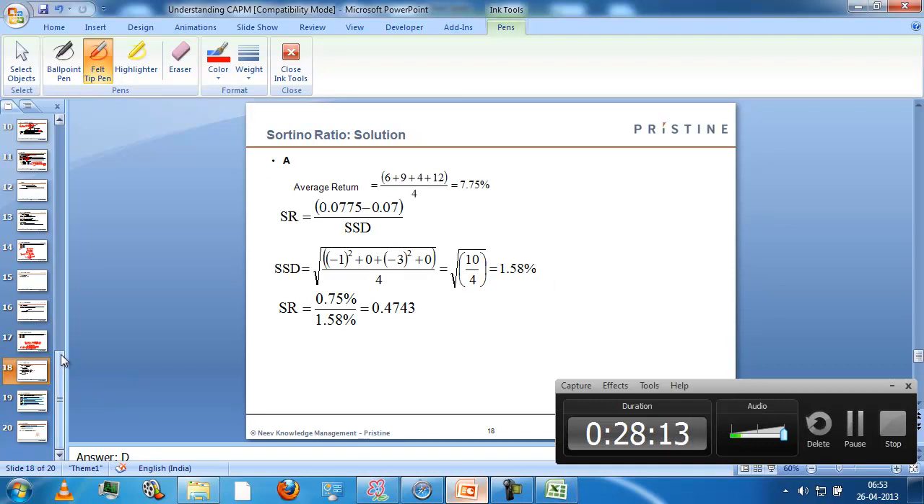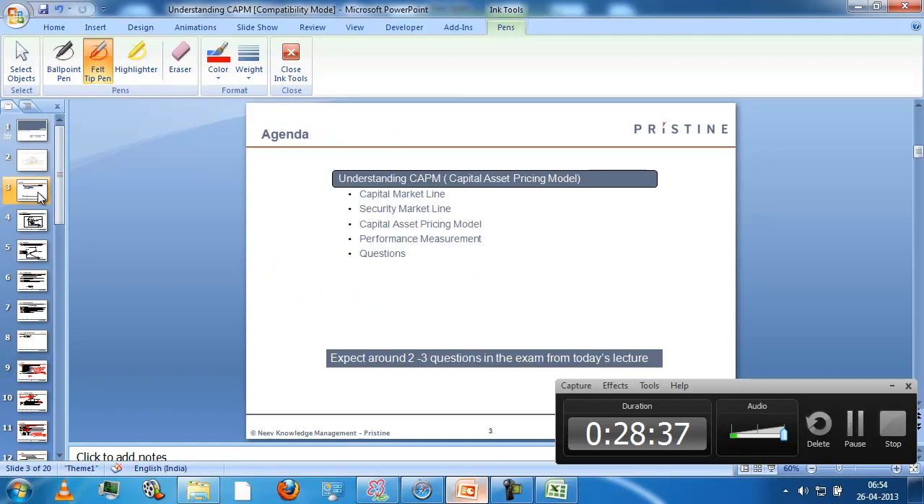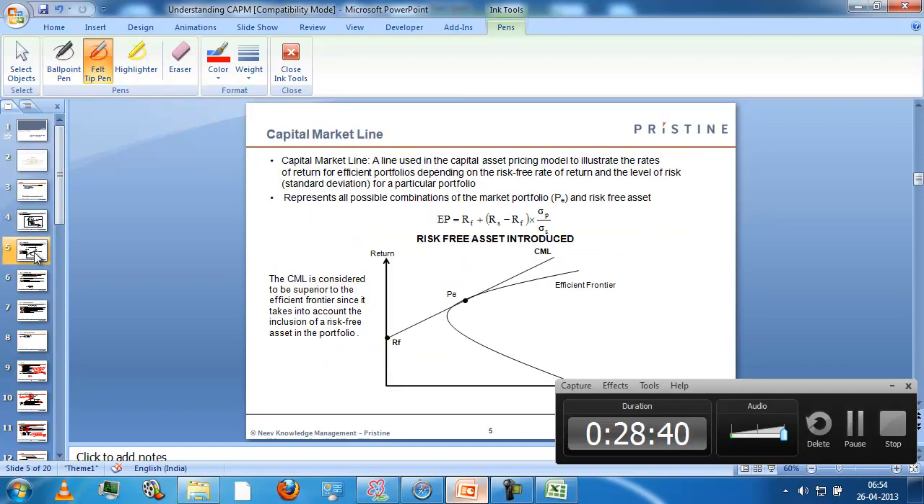So we have seen in today's webinar how the capital market line is used to calculate the return of the portfolio based on the risk of the portfolio. One important thing to note is that the risk of the portfolio is given by this quantity, which is the standard deviation of the portfolio divided by the standard deviation of the market. So this is the measure of the risk of the portfolio.